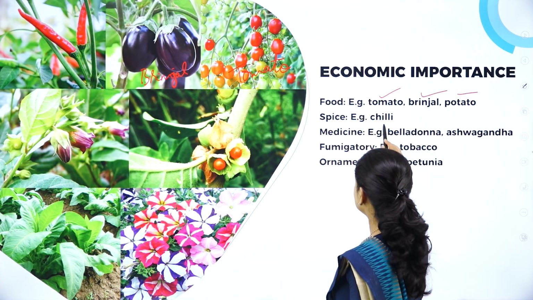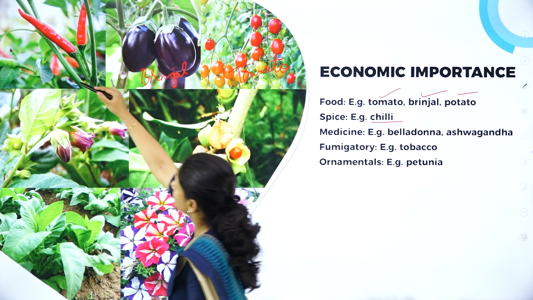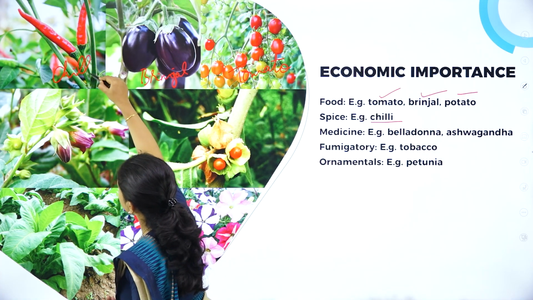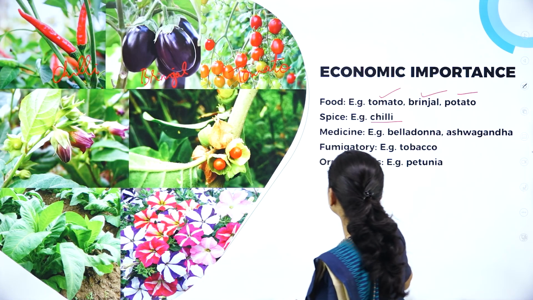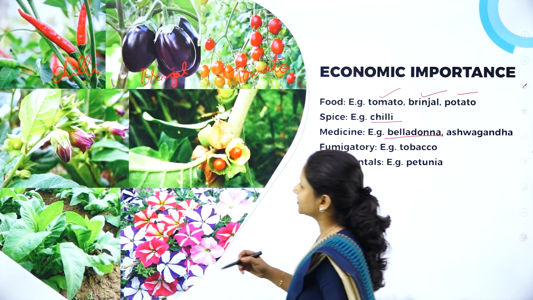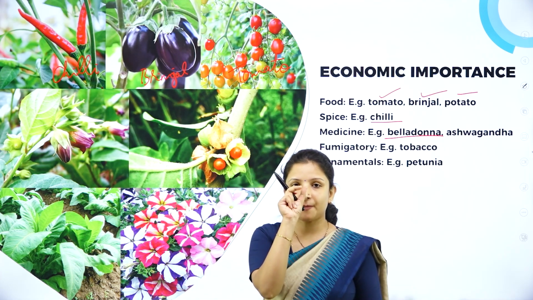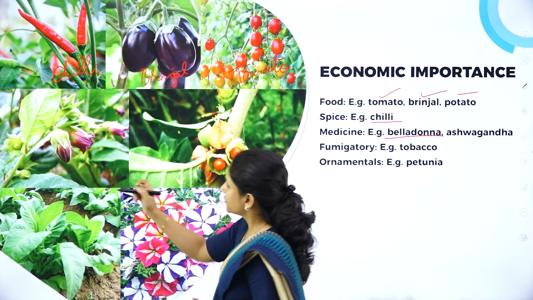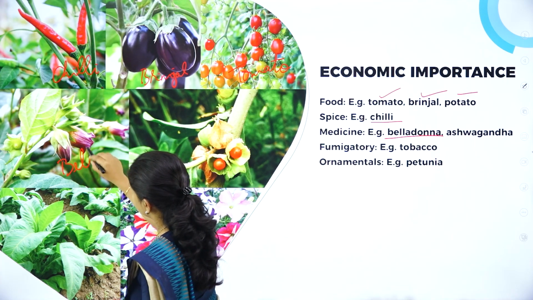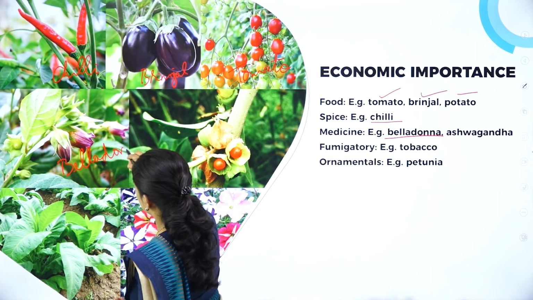Then for spices, chili is used as a spice. Next, for medicine, belladonna. Belladonna is used as a medicine. This actually produces some black color fruits. Okay, so this is belladonna. It's used as a medicine. For stomach ailments and all, they can use this.